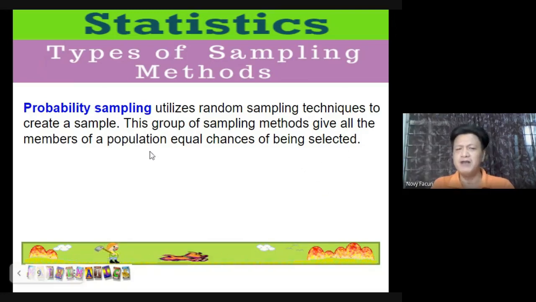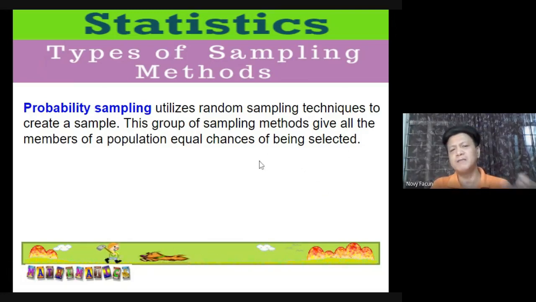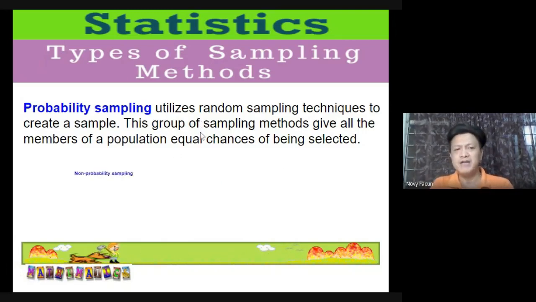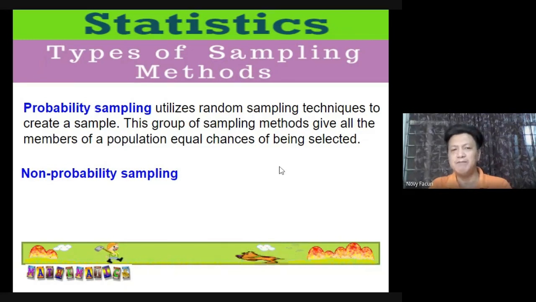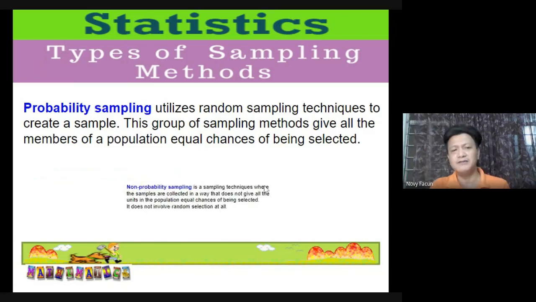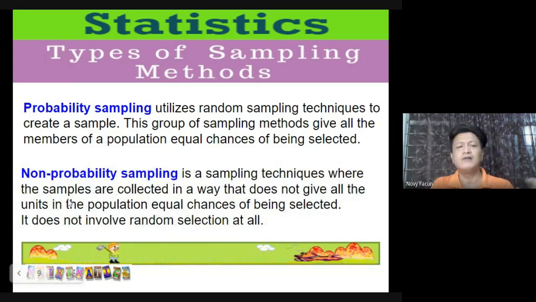Pag sinabing probability, ito yung lahat ng members doon sa population mo, kasi kukuha ka ng sample, no? So, they have equal chances to be selected. Okay, yun yung way natin. Pag sinabi naman natin non-probability sampling, ito naman yung way or method natin kung saan the samples are collected in a way that does not give all units in the population equal chances of being selected. It does not involve random selection at all.